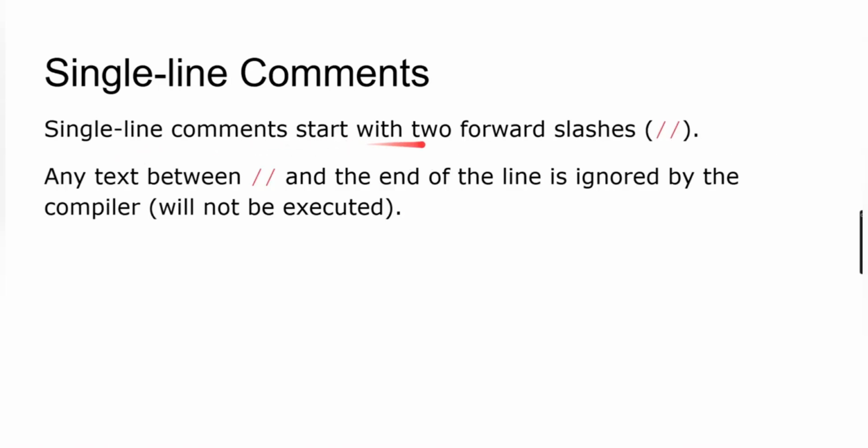A single line comment starts with two forward slashes. Any text between these slashes and the end of the line is ignored by the compiler. We will see in the demo how to make use of this single line comment.